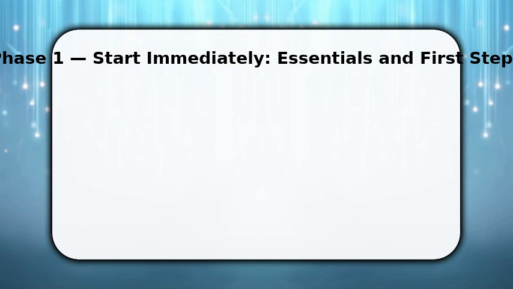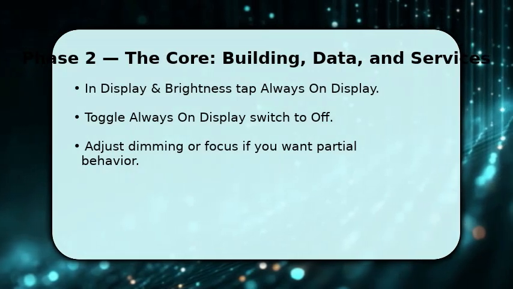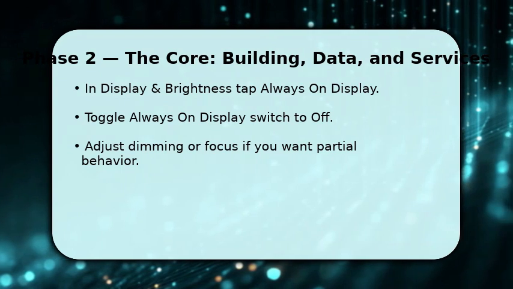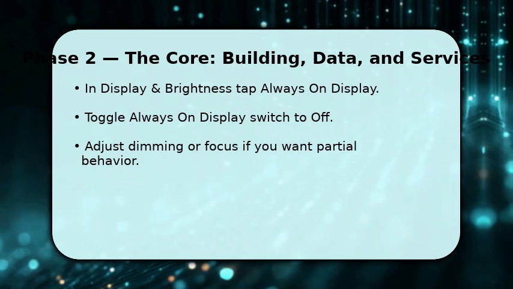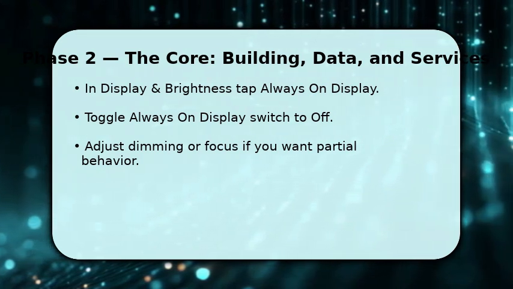You'll now perform the core action. In Display and Brightness, tap Always on Display to open its controls. Toggle the Always on Display switch to off. This immediately stops lock screen widgets and time from showing when the phone is idle.